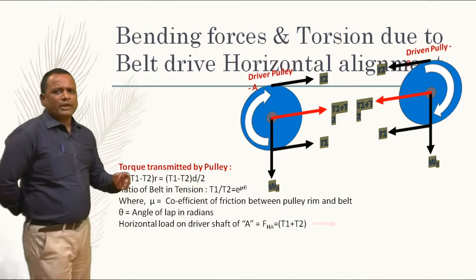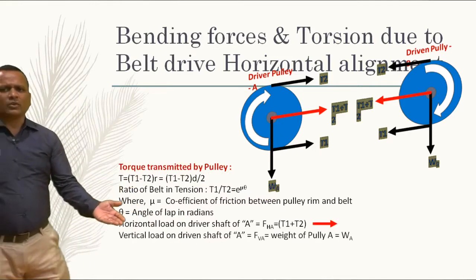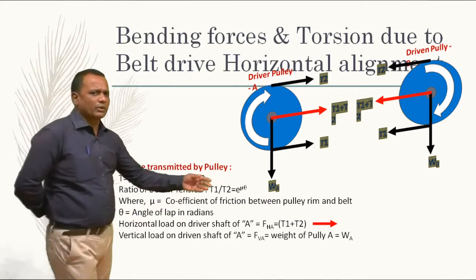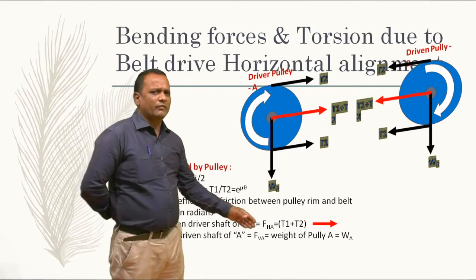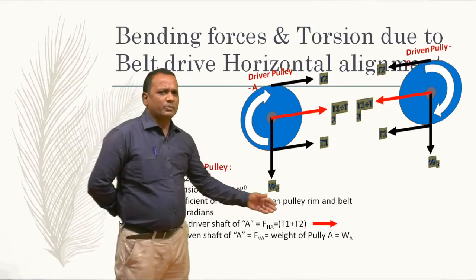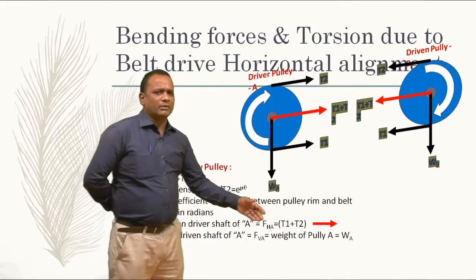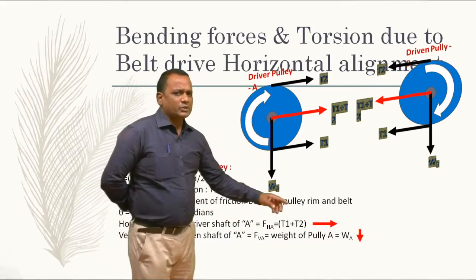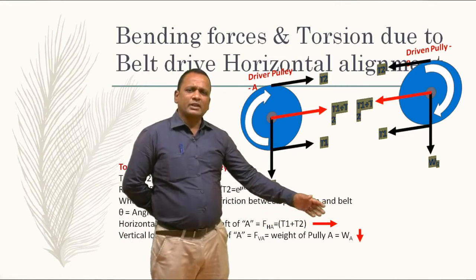Going further, we can presume that the vertical load on the driven shaft is only the weight of the pulley that has been considered. This weight of the pulley I call WA, the weight of pulley A. If it comes to pulley B, it would be WB. And everywhere, it's very important to mention the direction in which the force has been applied.